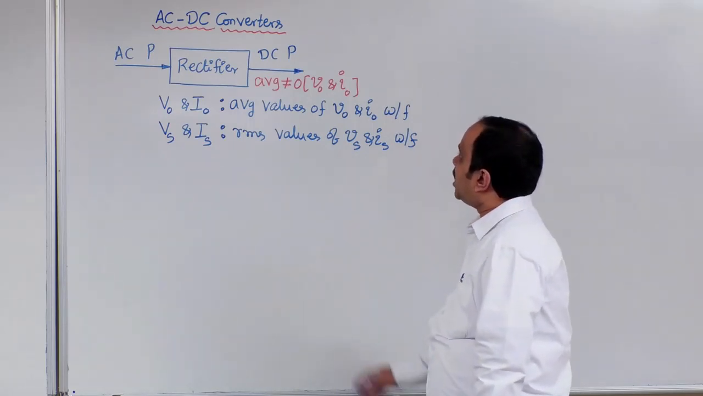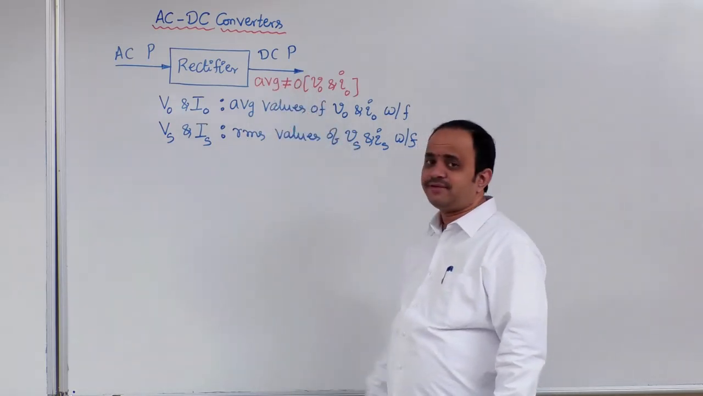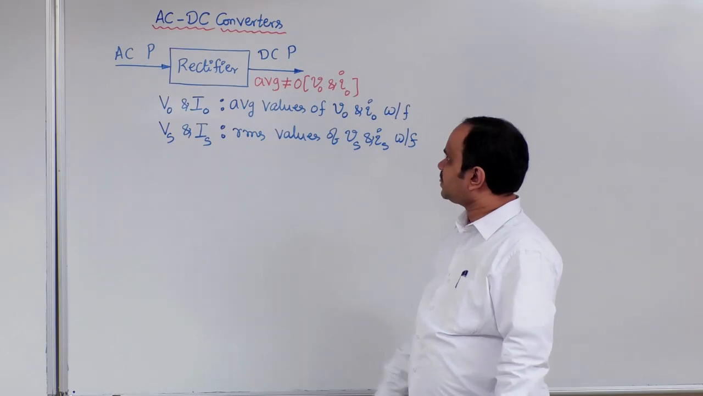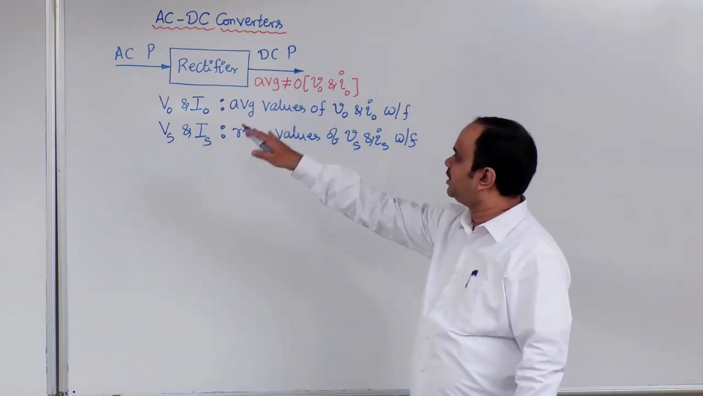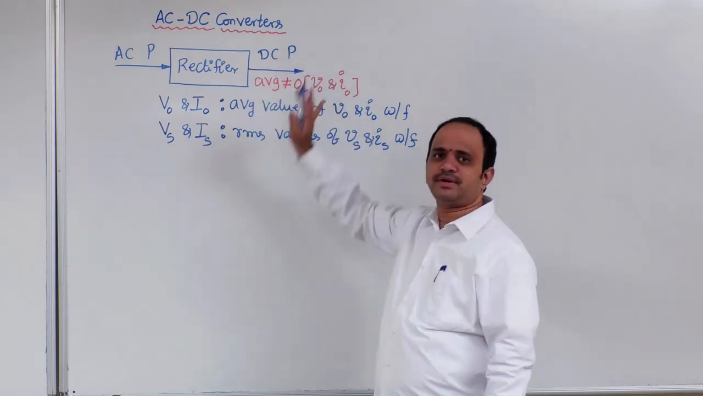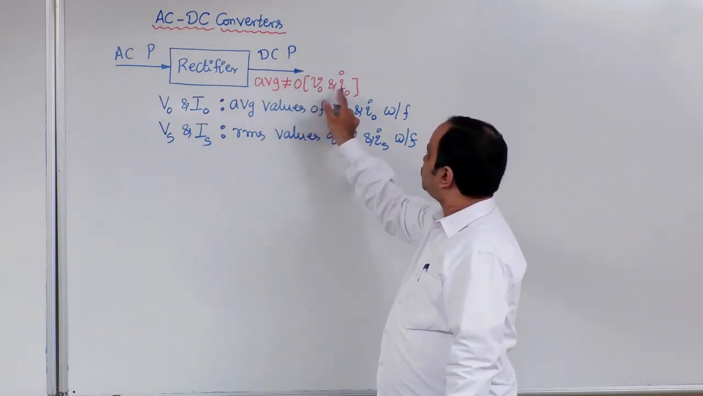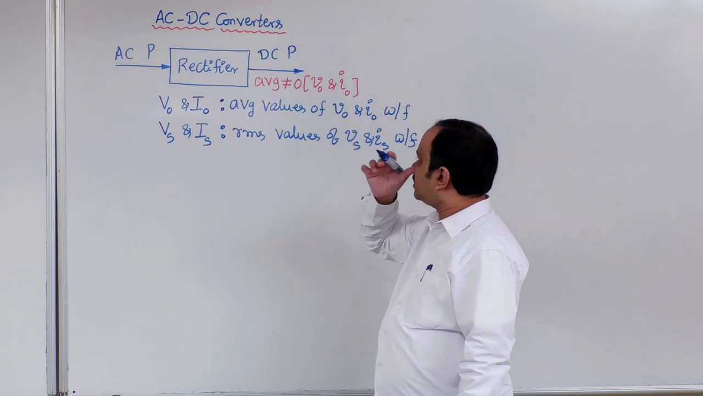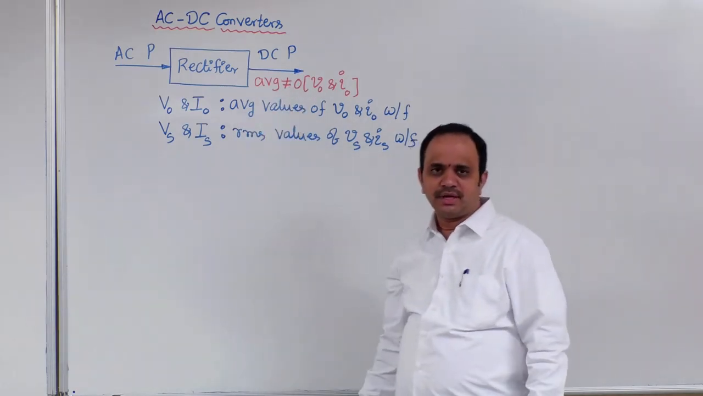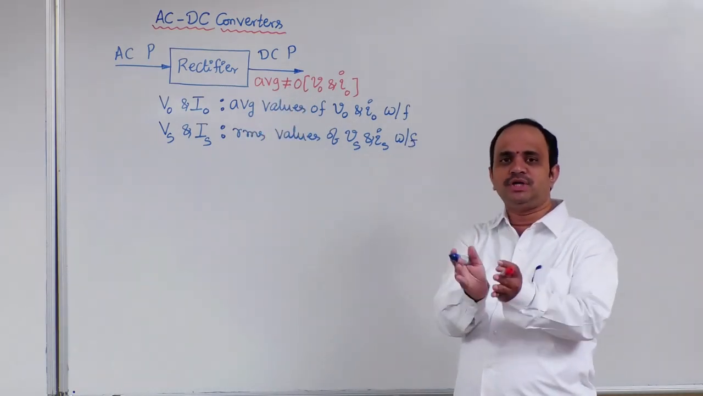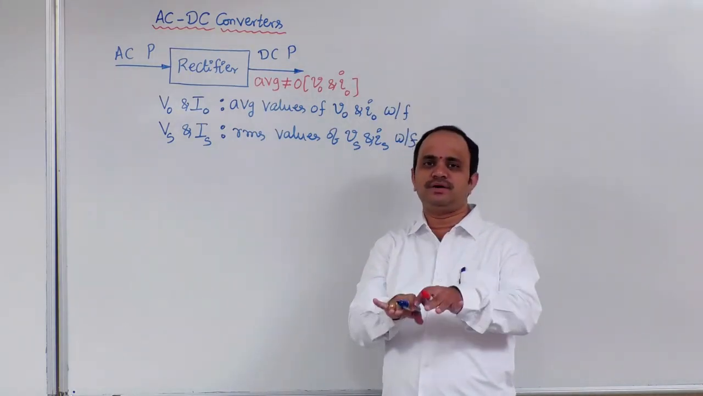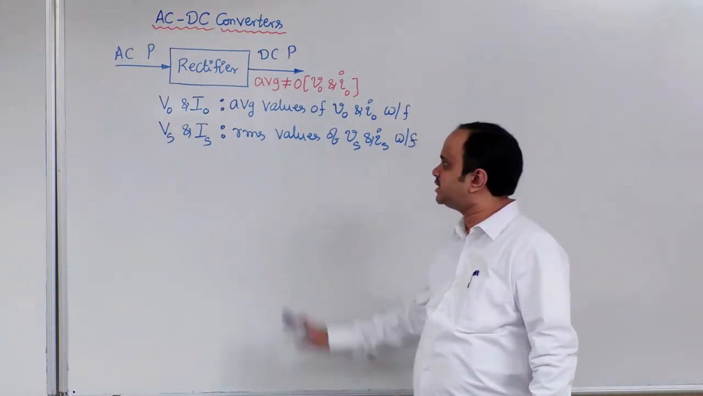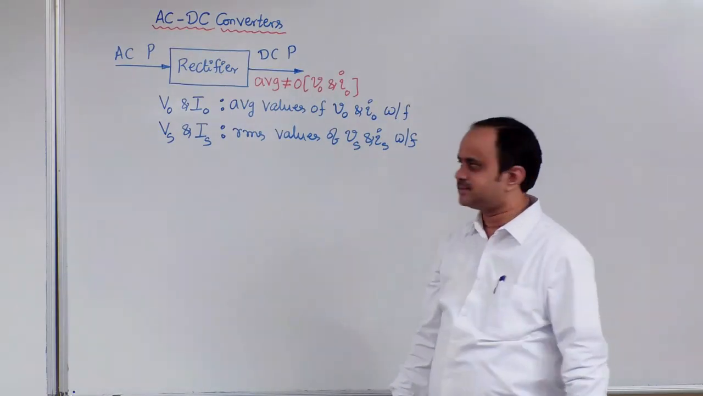Okay. So how to define the rectifier circuit formally? A rectifier circuit will convert AC power to DC power, whose average output voltage and current are finite values. Depending on the circuit topology, sometimes you cannot control it, sometimes you can control it. We will see that classification after this definition.